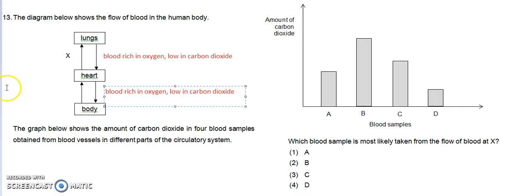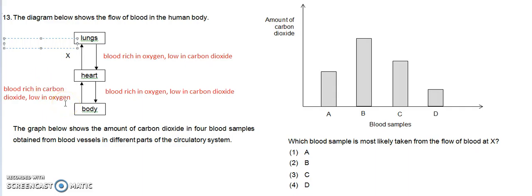The opposite happens here. When it is from the body to the heart, it is blood rich in carbon dioxide. And low in oxygen. Okay, the same goes for X. When the blood is returned from the heart to the lungs, it is blood rich in carbon dioxide. And low in oxygen.